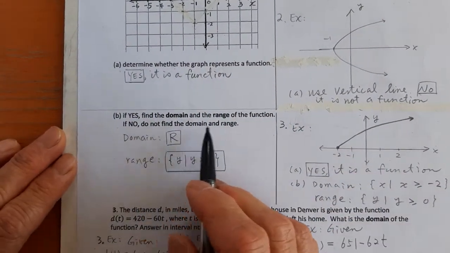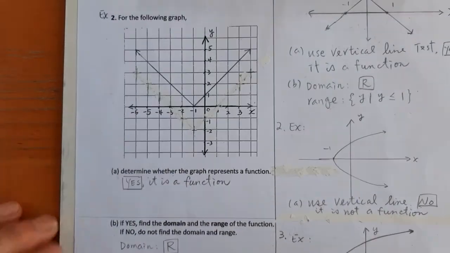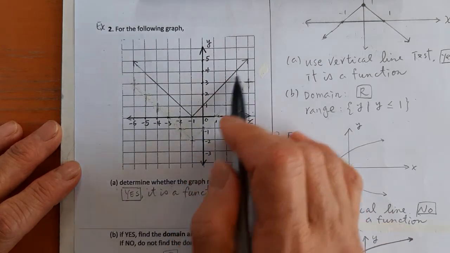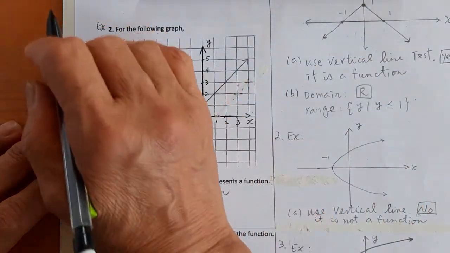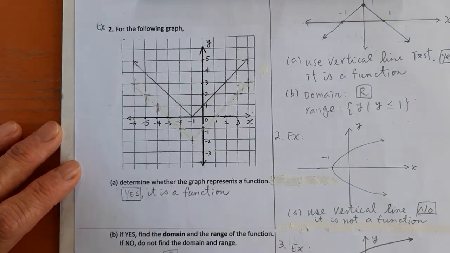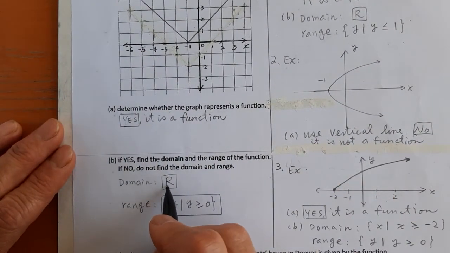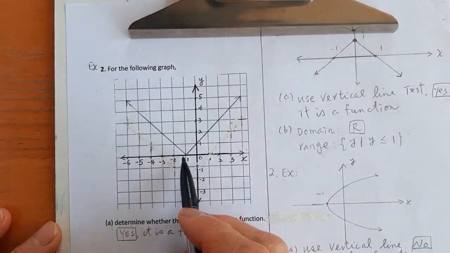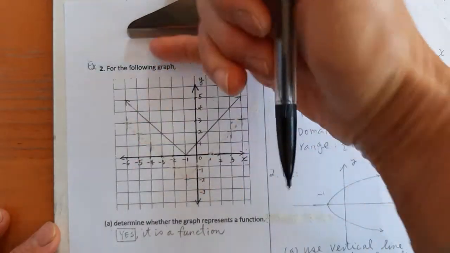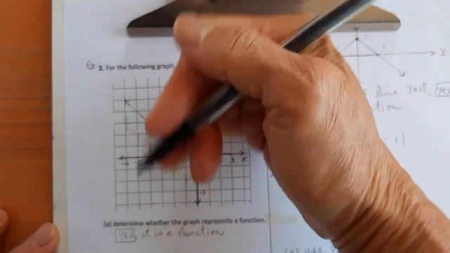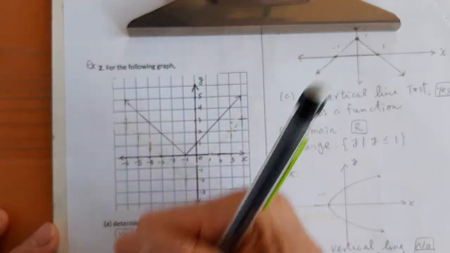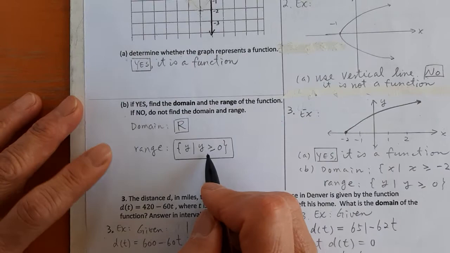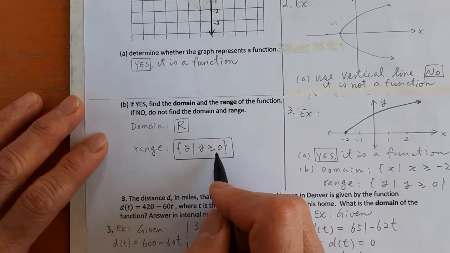If it is a function, find the domain and the range. Domain is x. Because this graph can be extended, it's all of R. So the domain is all the real numbers R. And the range is the function value y. You can see there is a graph above 0, and below 0 has no graph. So the y value has to be positive, greater than or equal to 0. So the range is y greater than or equal to 0.